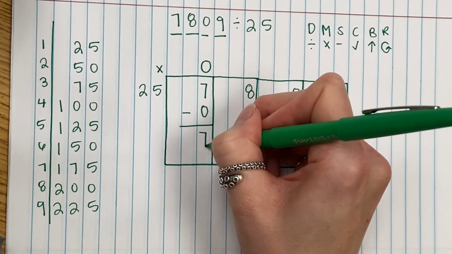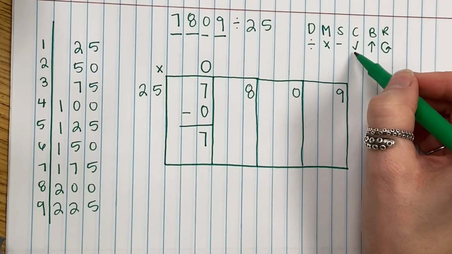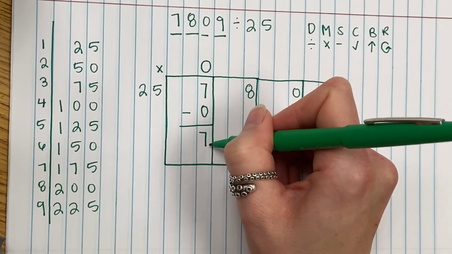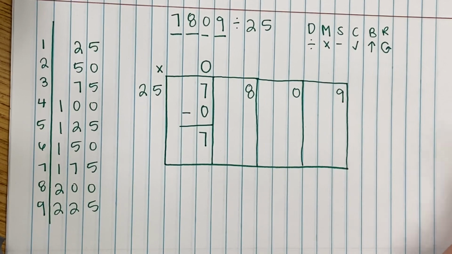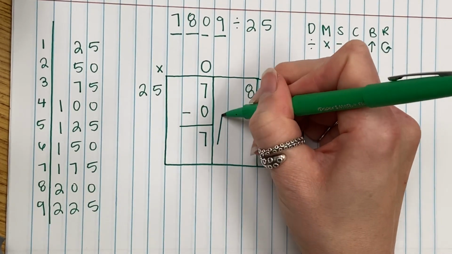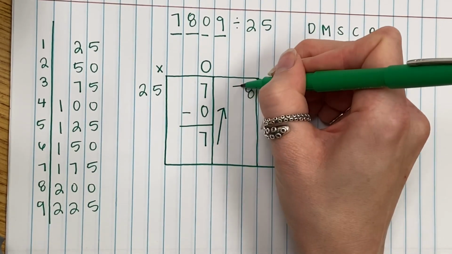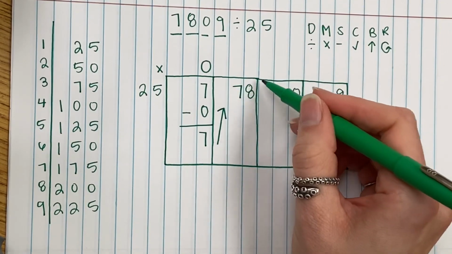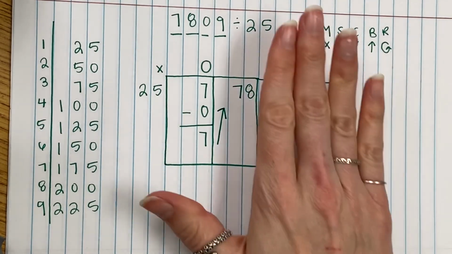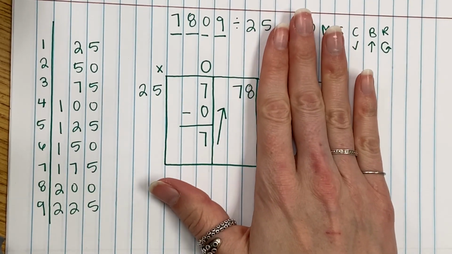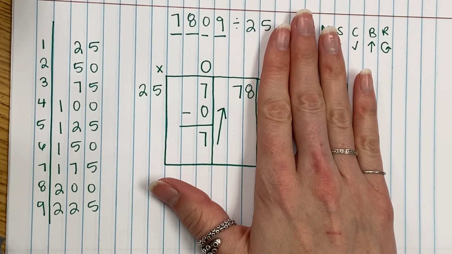7 minus 0 is 7. Then I'm going to check. Is my remainder of 7 smaller than my divisor of 25? If it is, I can go ahead and bring that digit up into my next box to create my new dividend of 78. So now I'm going to repeat my steps, and I'm only dividing into the second box.